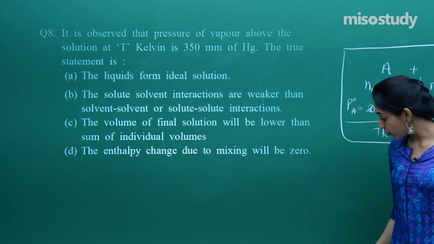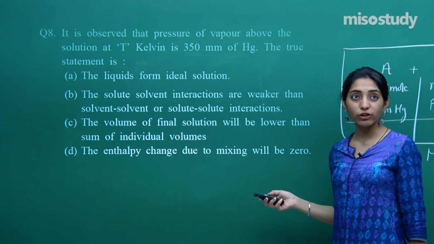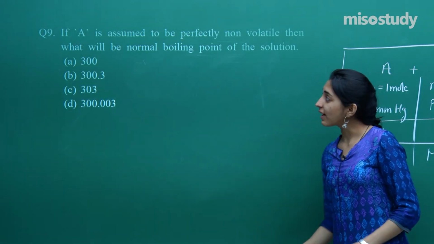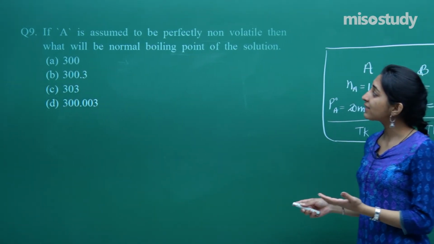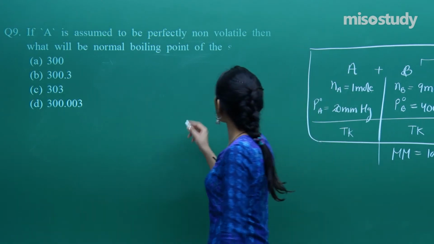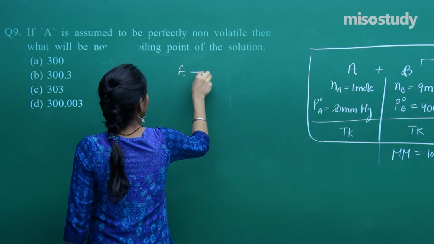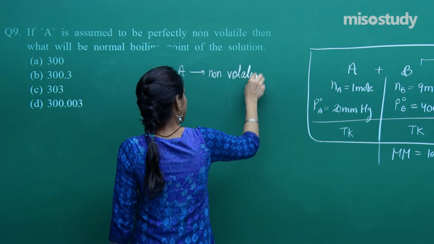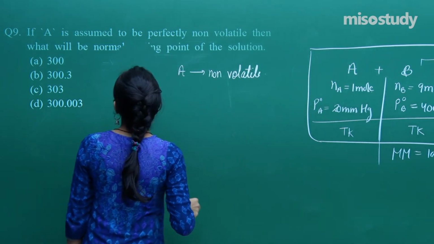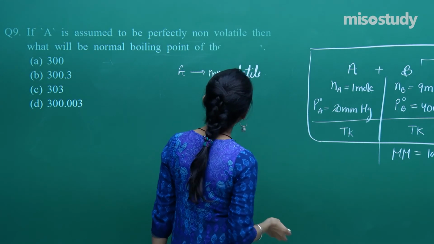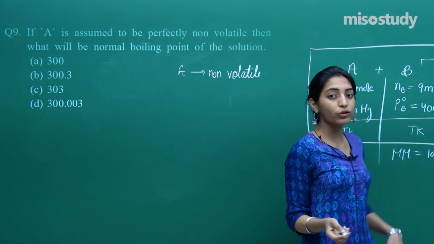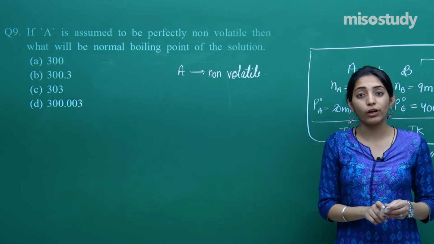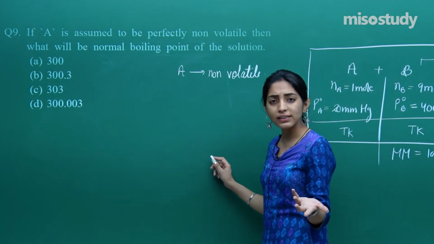Now moving on to another question, which is question number 9, which says that if A is assumed to be perfectly non-volatile, then what will be the normal boiling point of the solution? So you need to calculate the boiling point of the solution. If A is non-volatile, then don't you think B is just considered to be the solvent?